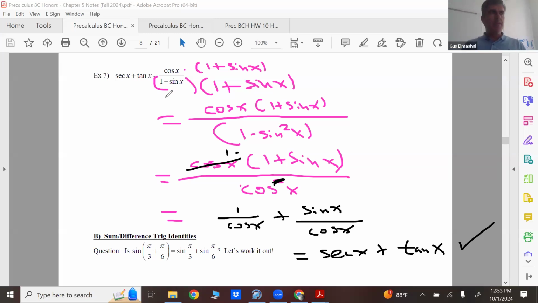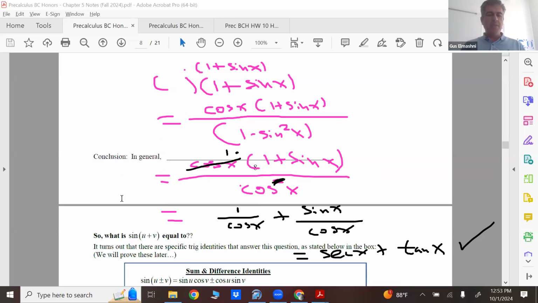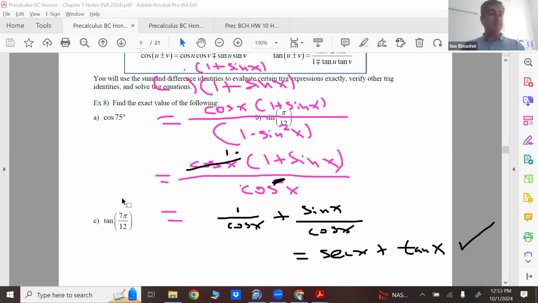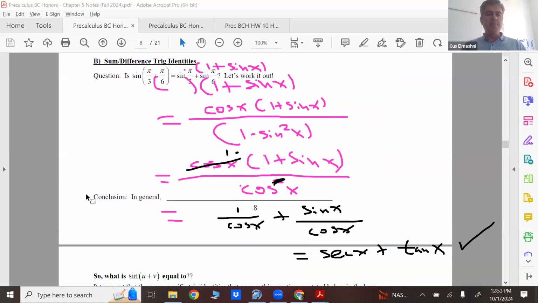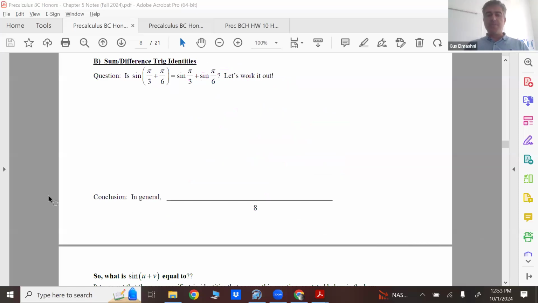Okay. Yeah, let's wait till we get to example 8. That would be good. Okay, some difference trig identities. All right, so first of all, this is not a thing. Please don't do that.